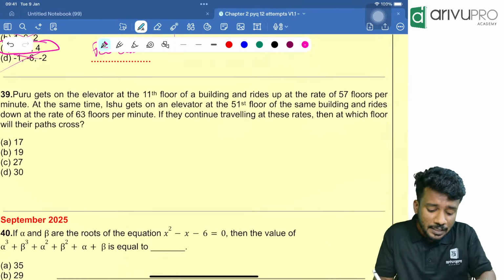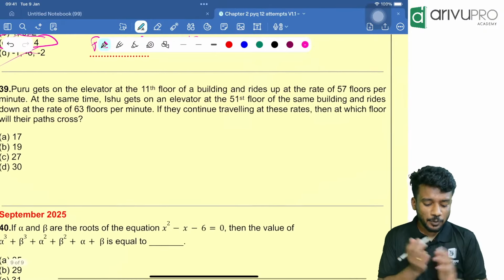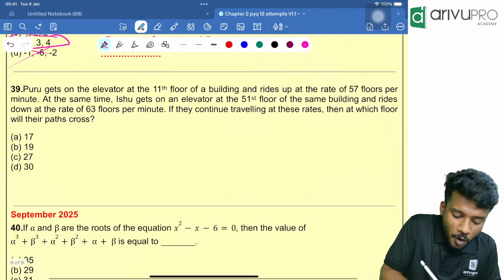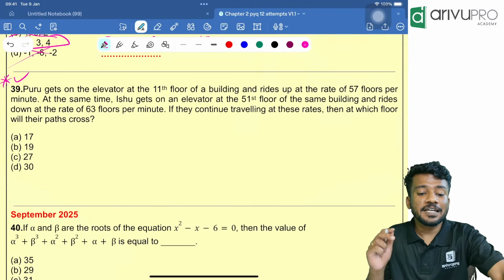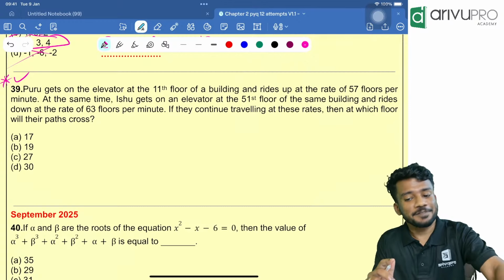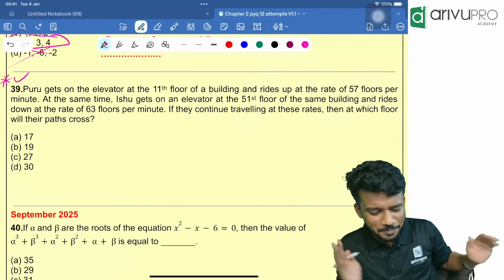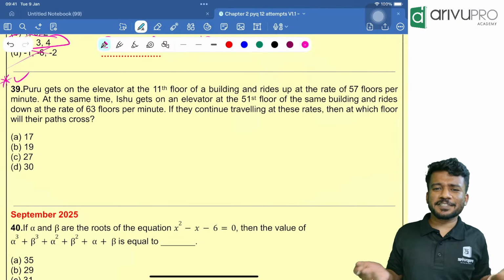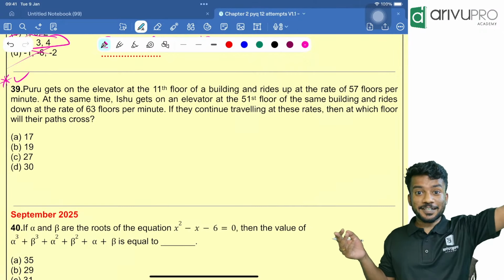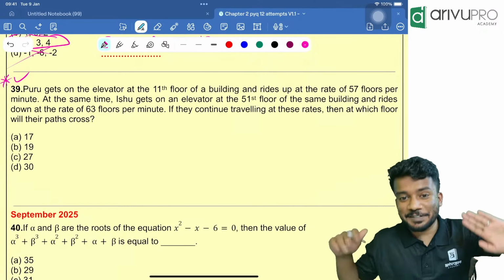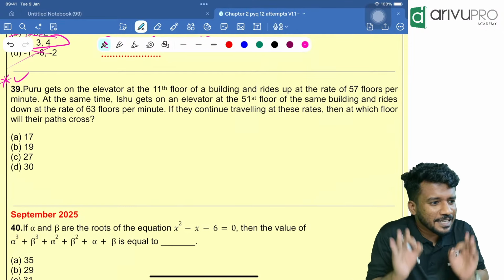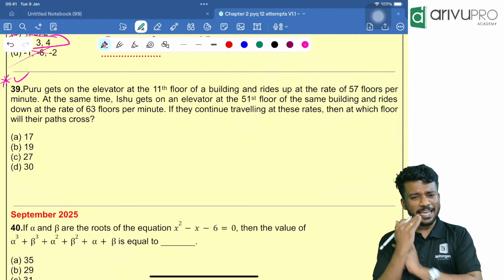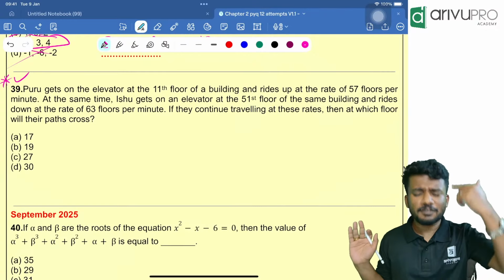Yes. Next one, 39th question. People, this is one of the most interesting questions ever asked from this particular chapter. It's one of the most interesting questions because it actually deals with some of the physics concepts which you have studied in 8th standard or 9th standard. I'll teach you with a shortcut. That shortcut will help you in solving any question similar to it in the future.